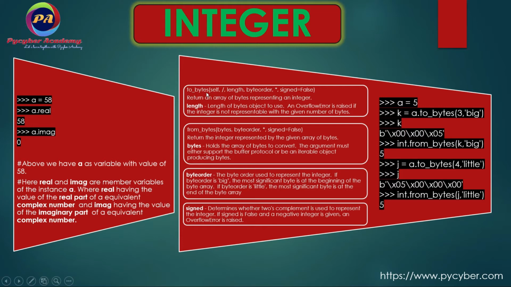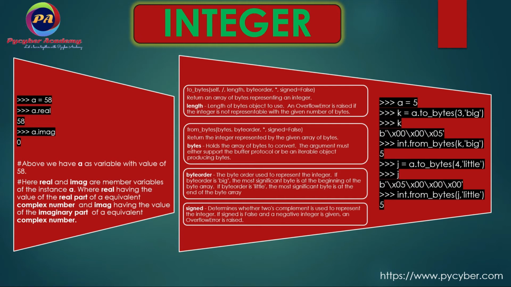In the int class, we also get the to_bytes and from_bytes methods. So let's first try to understand what to_bytes does. The to_bytes function can be called on an instance of the integer class, and it takes length and byte order. It returns an array of bytes representing an integer, and this length is the length of the bytes object to use. An overflow error is raised if the integer is not representable with the given number of bytes. And there is also the byte order, used to represent the integer.